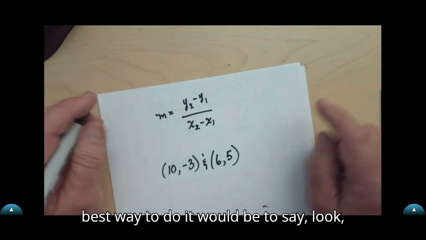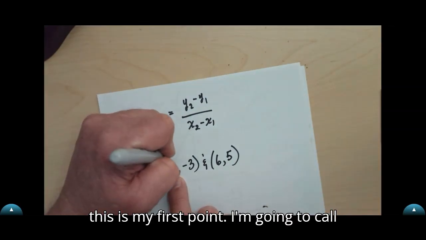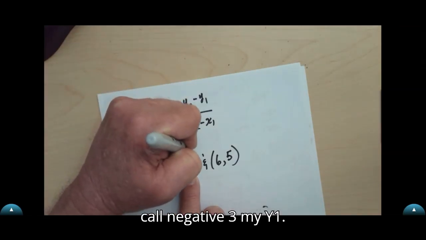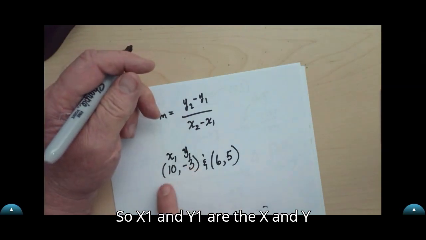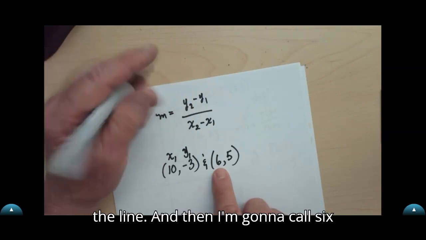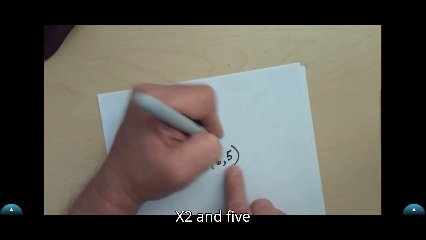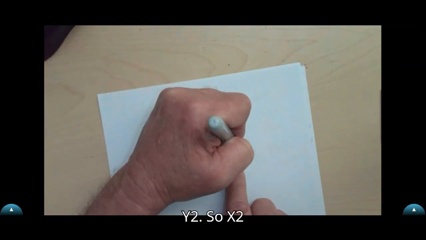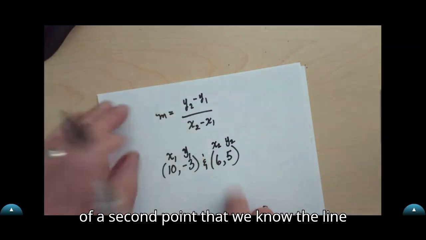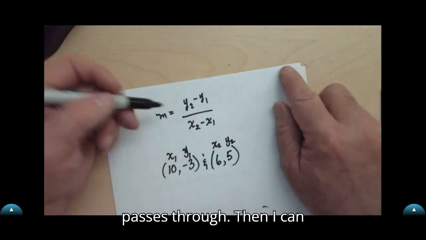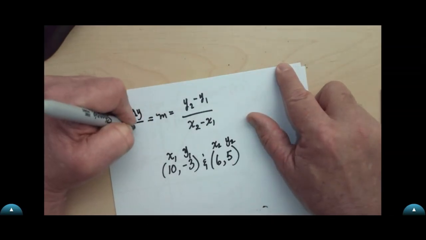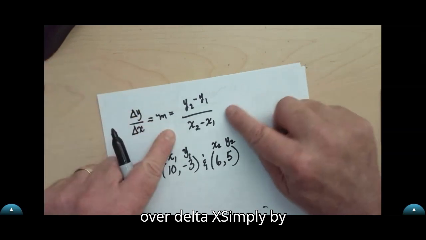But I think the best way to do it would be to say, look, this is my first point. I'm going to call 10 my x1, and I'm going to call -3 my y1. So x1 and y1 are the x and y coordinates of our first point that's on the line. And then I'm going to call 6 x2 and 5 y2. So x2 and y2 are just the x and y coordinates of a second point that we know the line passes through. Then I can find my delta y over delta x simply by using this formula.